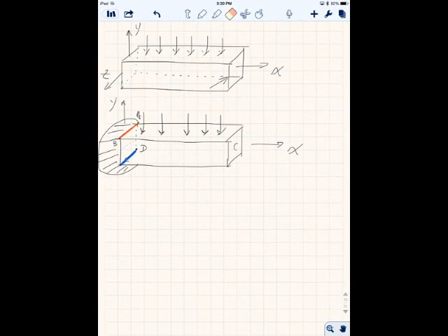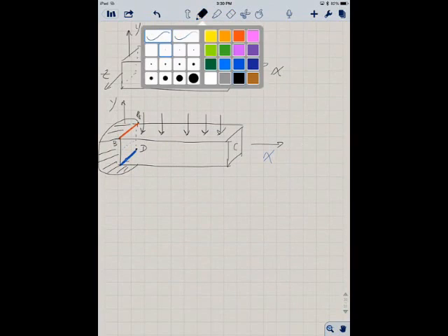Let me try to draw a cross-sectional view for you. I don't want blue.